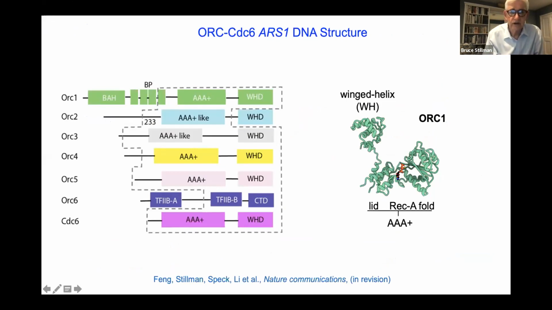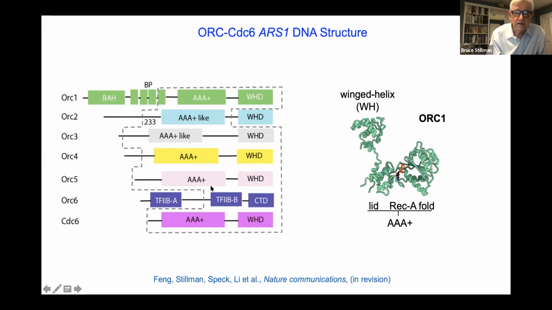We realized very early on that they all contained AAA plus domains, which are ATPases, except for ORC6, which contains TFIIB-like domains. They also contain winged helix domains, and you'll see the importance of these. The AAA plus domains have a RecA fold and a lid, and there is a winged helix domain. There are sequences on both the C terminus and the amino terminus that are not shown here.